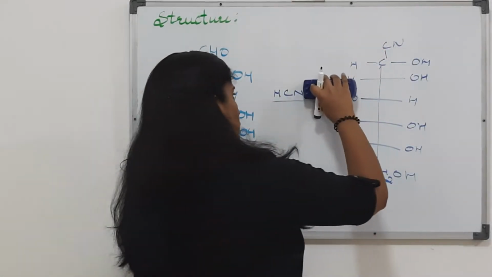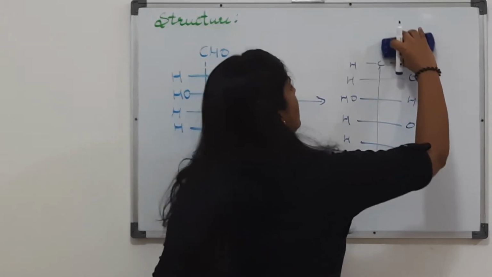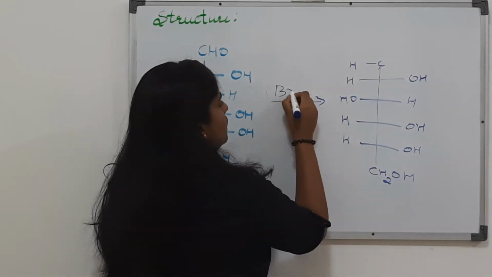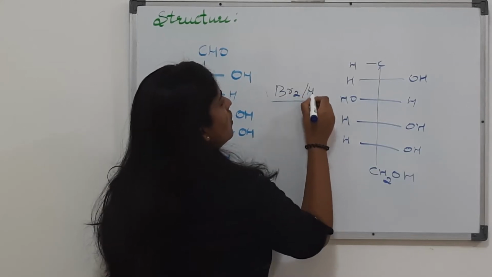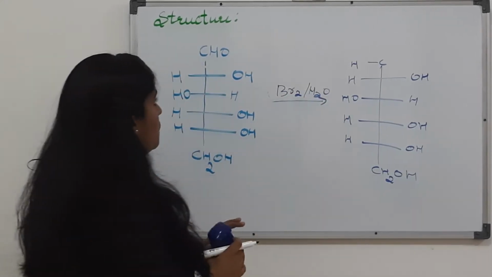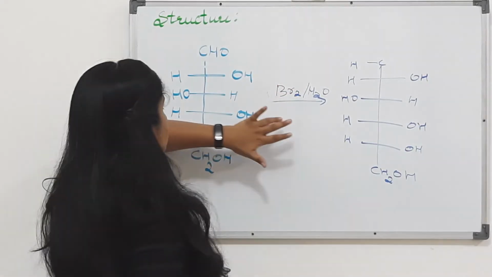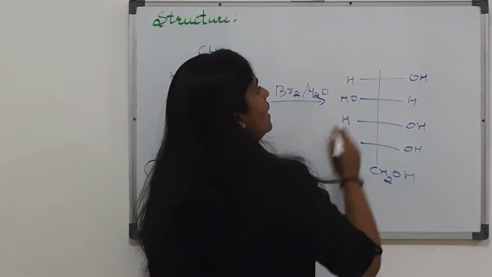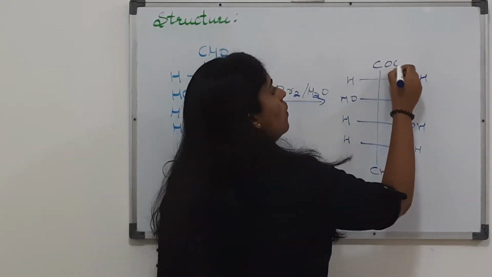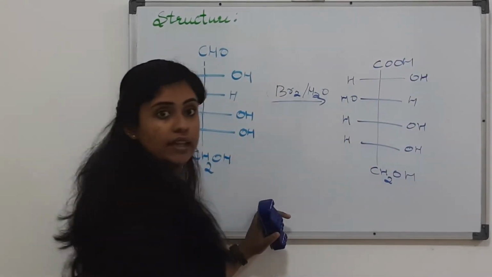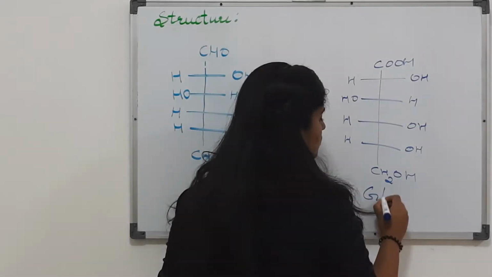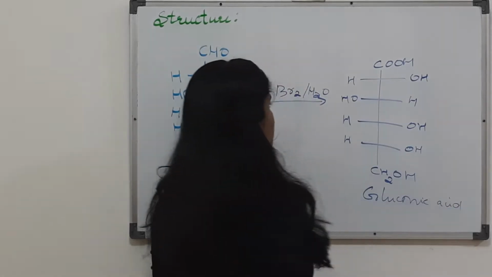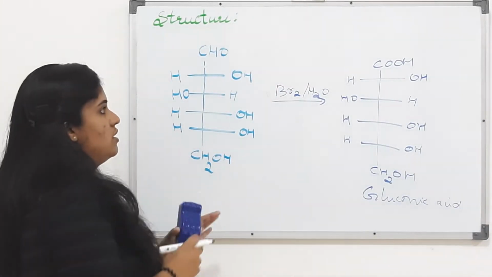Another reaction that we saw was the treatment with bromine water, right? The mild oxidation with bromine water. Bromine water can cause the oxidation of just the CHO unit. So CHO alone gets oxidized to COOH, right? And this was the gluconic acid we saw. That was the reaction of glucose with bromine water.